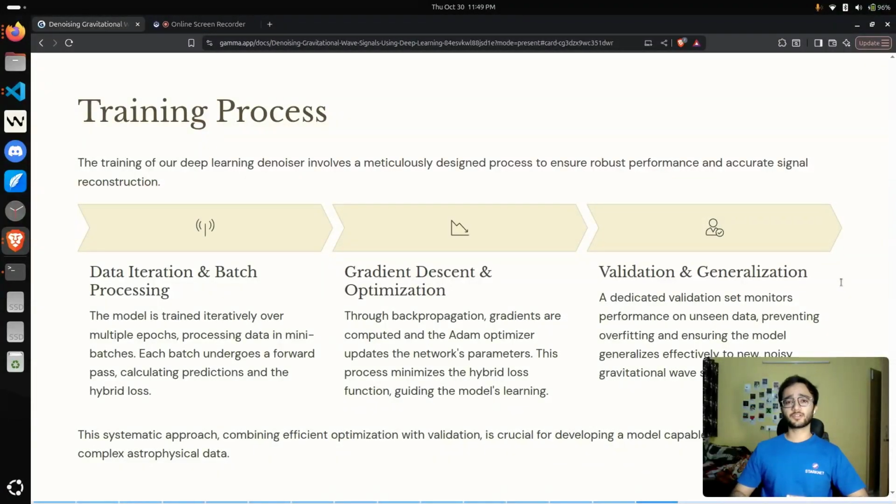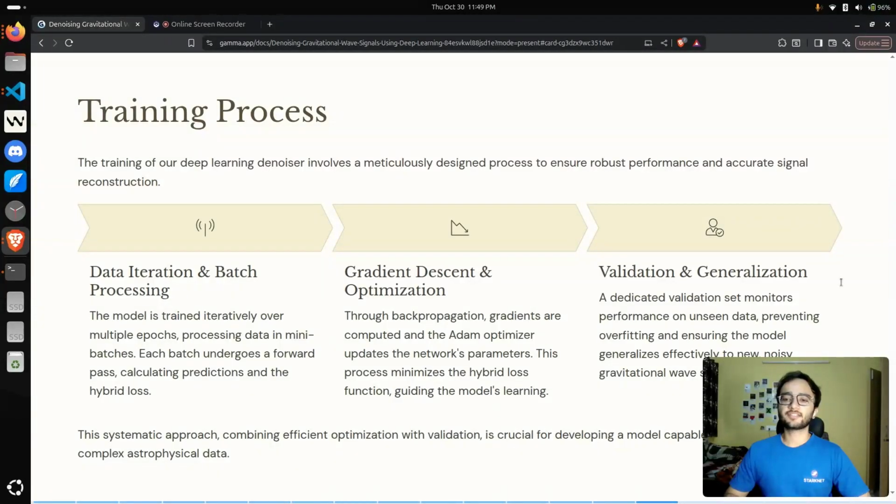The training process was just iterating over the data multiple times, using a loss function and the Adam optimizer, which corrects the parameters of the model and makes sure that the model actually fits the data. It is trained over multiple epochs. I trained it over 100 epochs with a batch size of 32, and through backpropagation, the gradients are computed, and the Adam optimizer updates the network's parameters, like I said.